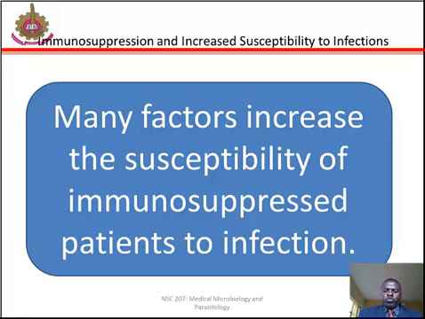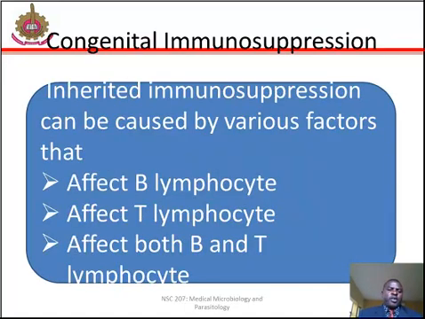This can occur in two ways. It could be congenital or it could be acquired. Congenital means that person is born with some factors that are inimical to development of immunity of that individual. We call it congenital immunosuppression. This can be inherited and can occur by various factors that affect B lymphocytes, T lymphocytes, or both B and T lymphocytes. The baby is born with it, and that will go a long way in affecting the ability of that baby to fight infection.